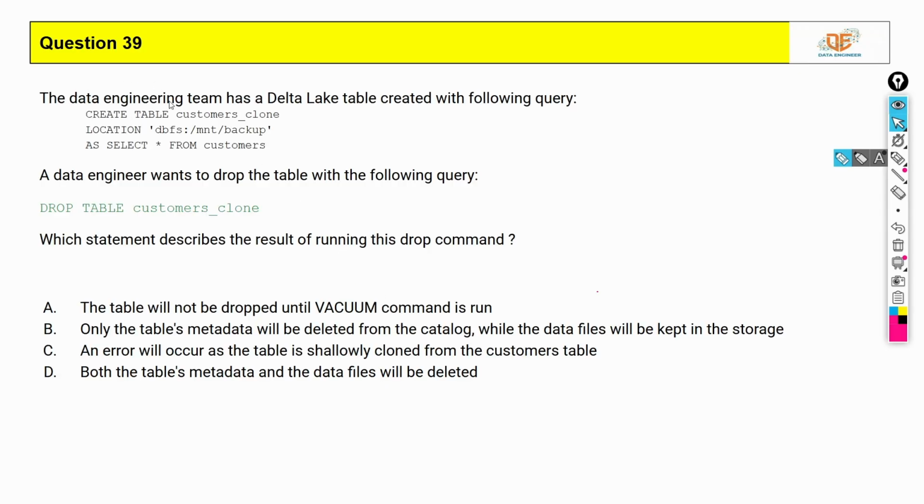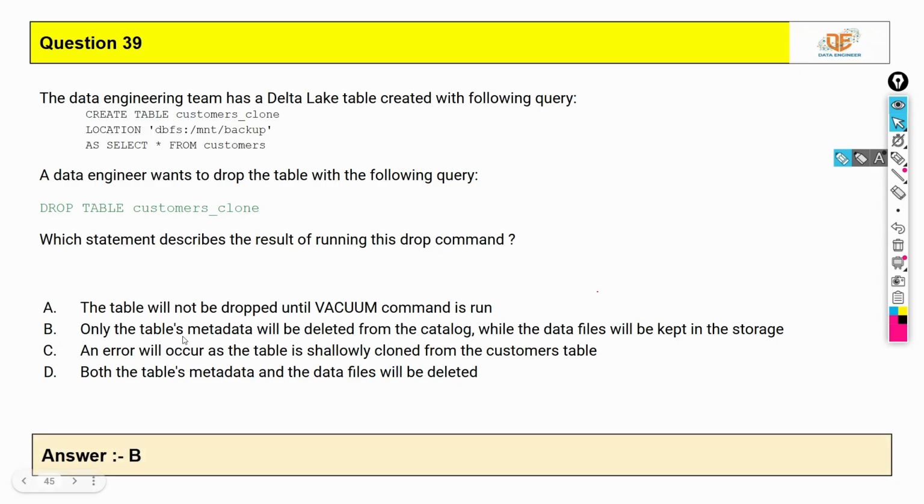Question number 39. A data engineering team has a Delta Lake table created with the following query. Okay, they are using the LOCATION clause. The data engineer wants to drop the table with the following query. Okay, now they are dropping the customer table. As we are using the LOCATION keyword, it will be considered an external table. And if we drop an external table, then only the metadata will be dropped and the data will still be there. So this is going to be D. Only the table's metadata will be deleted from the catalog, while the data files will be kept in the storage.